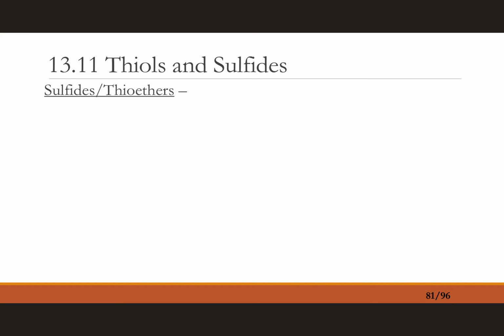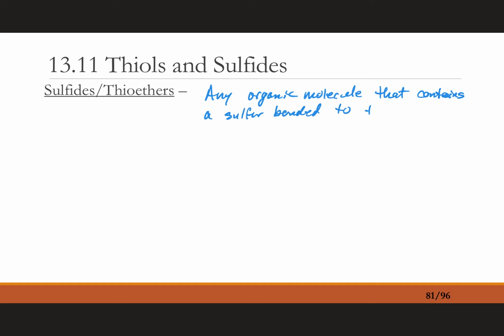The next type of sulfur-containing organic molecule would be the sulfides. Strangely, we started with disulfides and now we have the sulfides, but they just come next. This is how the book does it. Sulfides are also known as thioethers, and these are organic molecules that are similar to the ethers in that you have a sulfur between two alkyl groups.